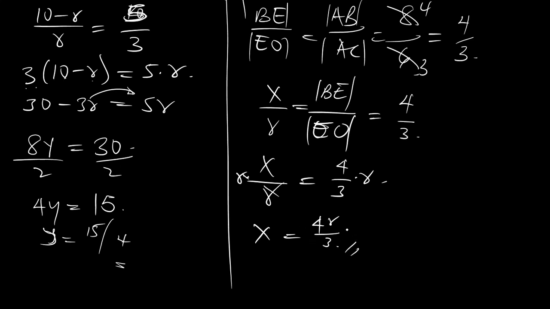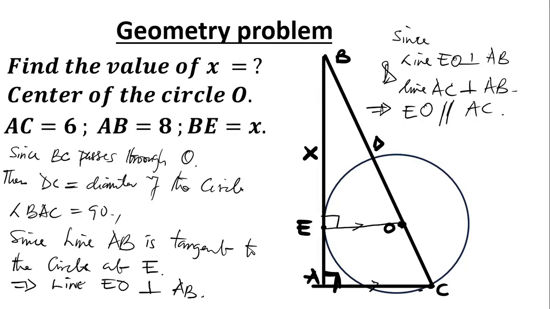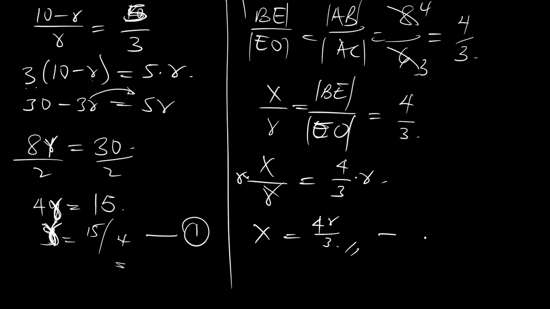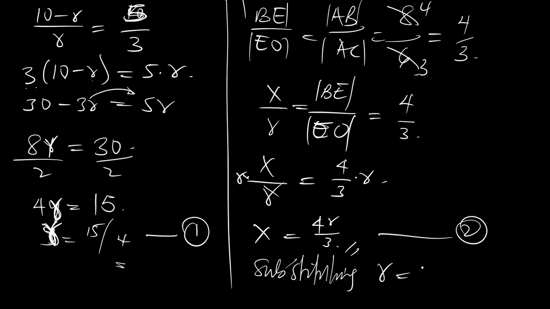So we're putting x to be this. So now what? The R, not y, I made a mistake, we call it R. The R is 15 all over 4. So let's call this equation 1. Now this is equation 2. Now substituting R equal to 15 all over 4 into equation 2.